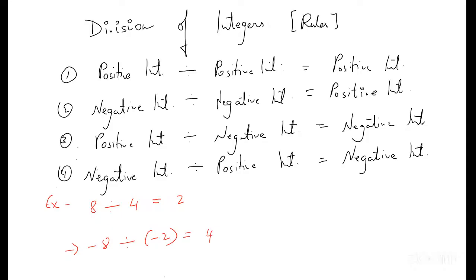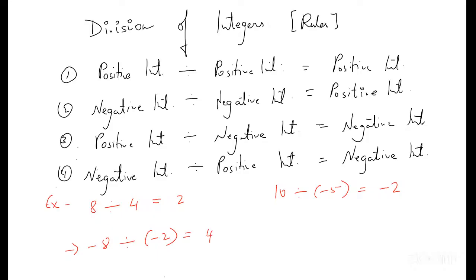Another example. Divide 10 by -5. Answer is going to be -2. Why? Because I'm dividing a positive with a negative. Plus minus is minus. So -2.